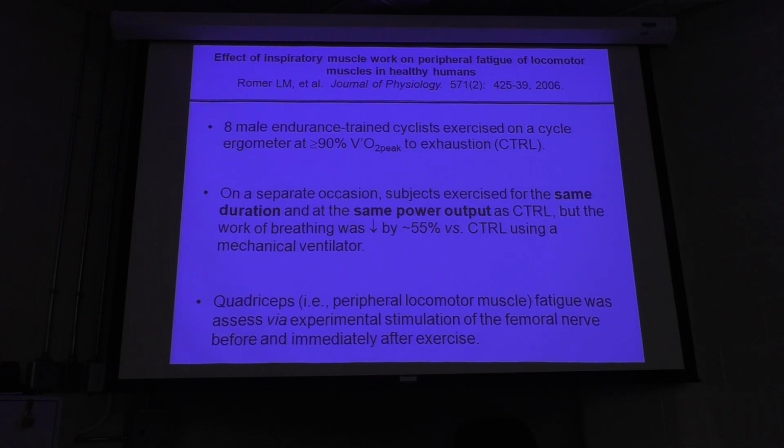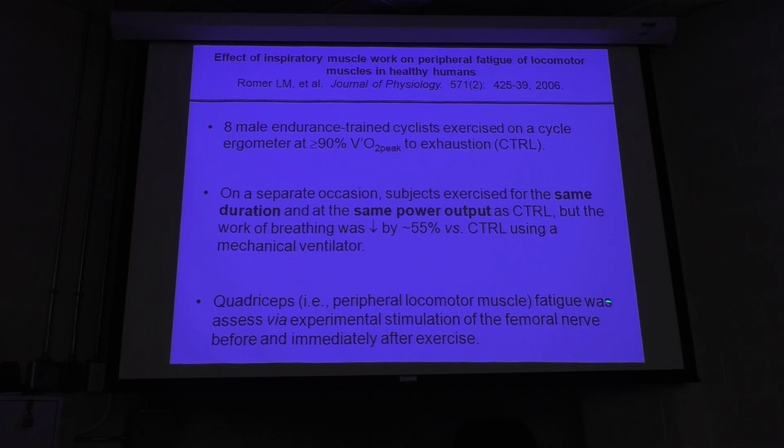So, several years later, Lee Romer again, with Jerry Dempsey, did a study in 8 male endurance trained cyclists on a cycloergometer, at a very high intensity to exhaustion. Same design. On a separate occasion, subjects exercised for the same duration and at the same power output as control, but the work of breathing was decreased by about 50% compared to the control condition, again using a mechanical ventilator.